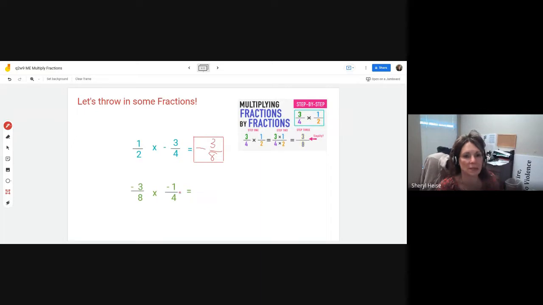Okay, let's look at the second problem. Now this time we've got a negative fraction times a negative fraction. That means my answer is going to be positive for this one. Multiply straight across. 3 times 1 is 3. 8 times 4 is 32. Let's put the straighter line there. 32. And that cannot be simplified, so we are done. The answer to this problem is positive 3/32.